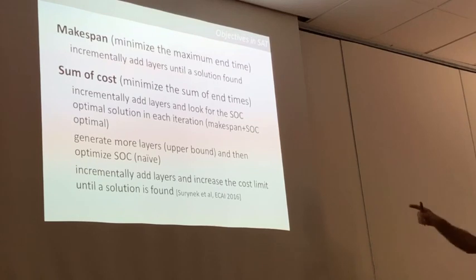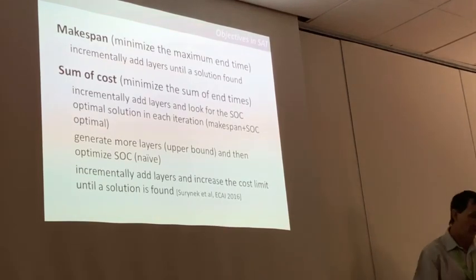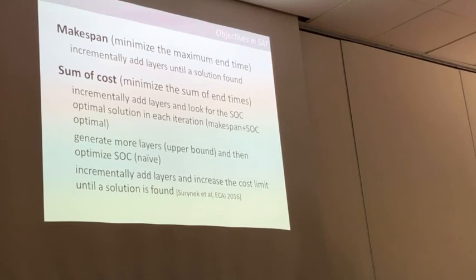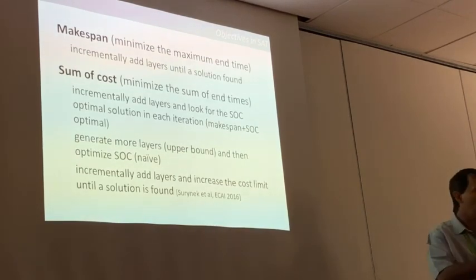But there is a trick proposed a couple of years ago that we don't need to do it this way, but we can do it incrementally. The idea is that we calculate the lower bound for sum of cost. The lower bound is quite straightforward: calculate the shortest path for each agent and sum them. This is the best solution you may get.